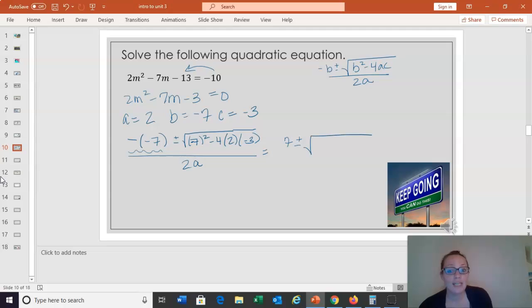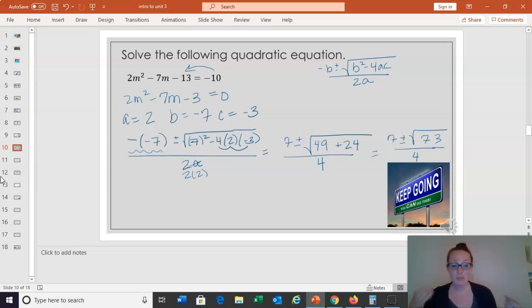And then under the radical, -7 squared is 49. Minus 4 times 2 times -3. That's +24. All over, whoops, I forgot to put A in. So this should be 2 times 2, which is 4. All right, let's keep going. So we're going to have 7 plus or minus the square root of 49 plus 24, which is 73. Okay, and I mean, we're kind of done.